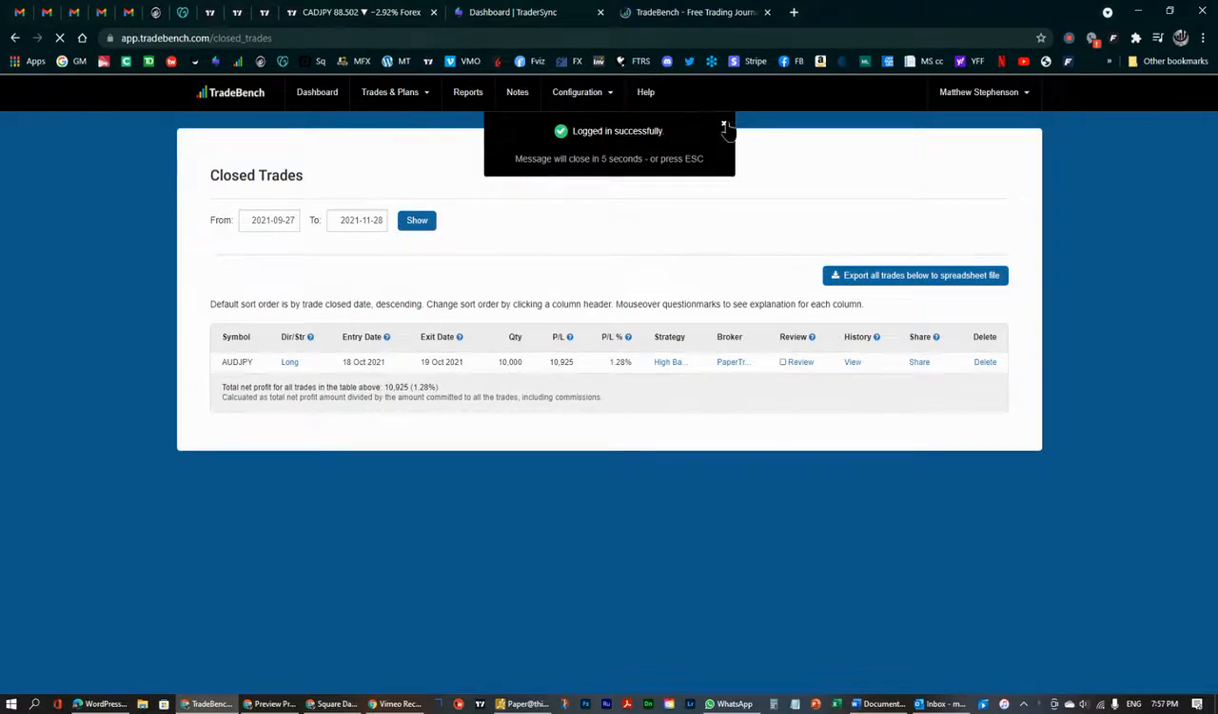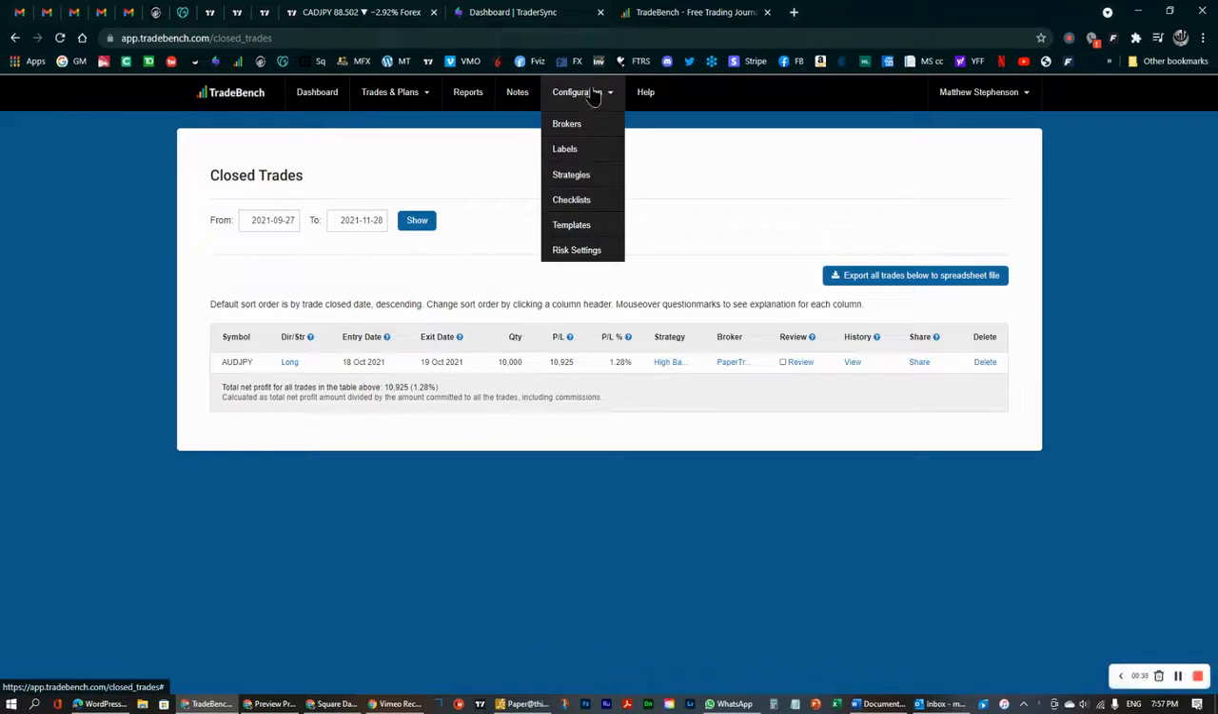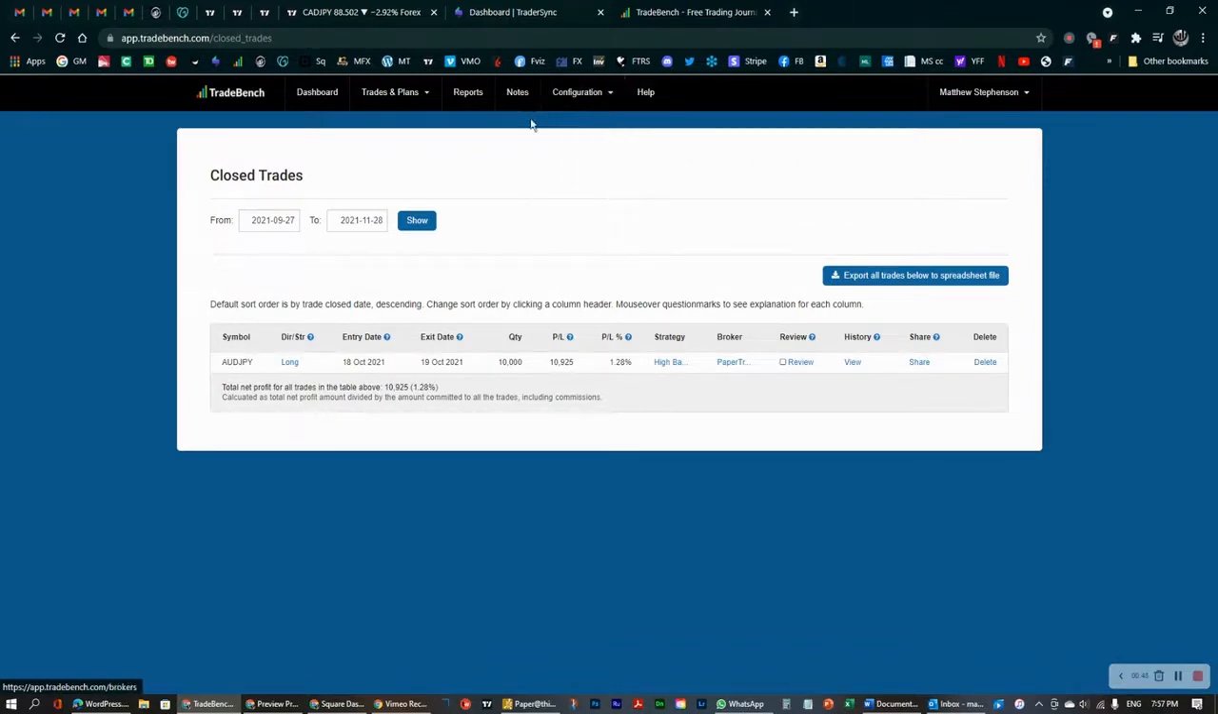And if any of you have used this, you know that you have to first configure strategies. Then you have to configure checklists. Then you have to have labels for entries and exits and templates and brokers. It's such a pain just to get going.